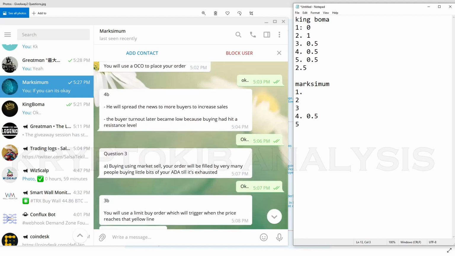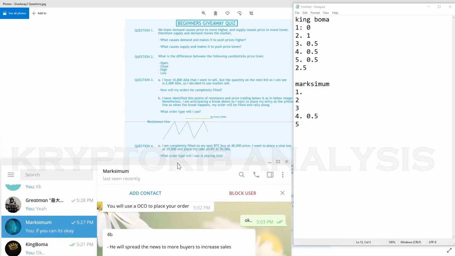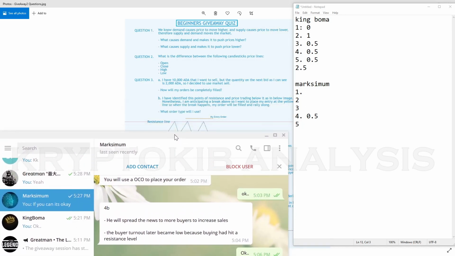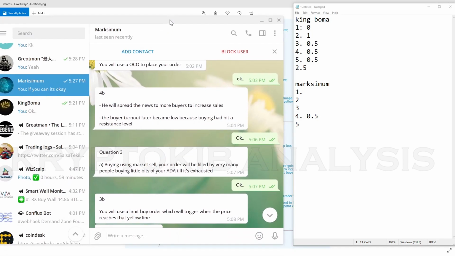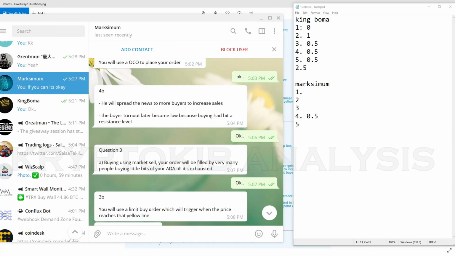Then question 3. What is question 3 again? Question 3 is the market order and the stop limit. So question 3A, buy using market sell, your order will be filled by very many people buying little bits of your idea till it's exhausted. This is right, but it's wrong. I'm the one selling to them at the market price, so I'm not waiting for them to buy it till it's exhausted.